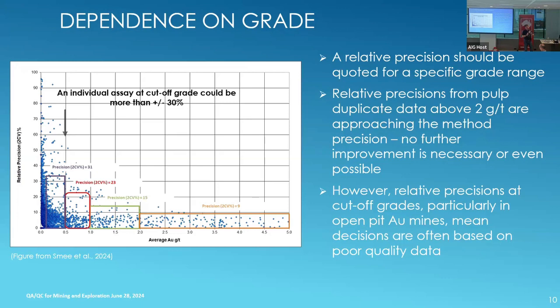but you need to make sure that your precision is good enough where you're making decisions. And it's actually important for CRMs as well. Are you inserting CRMs at your decision point grades? And are they good enough for the method that you're choosing?